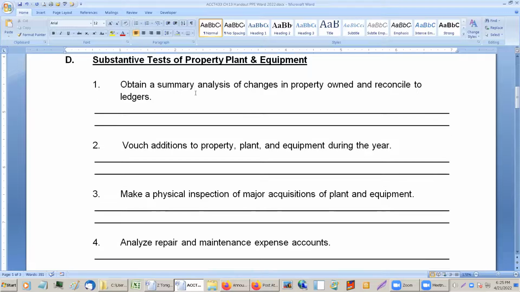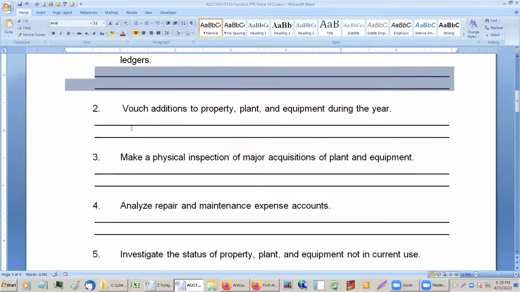Okay, obtain a summary analysis of changes in property, plant, and equipment owned and reconcile the ledgers. So you're going to look at the pluses and minuses of the inventory.